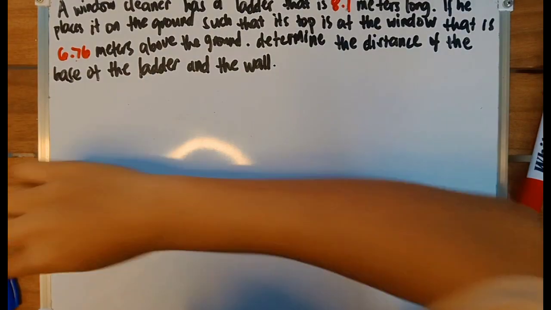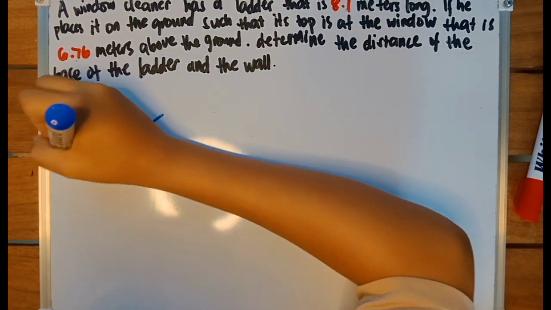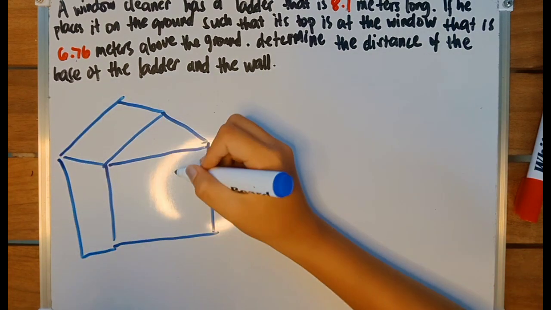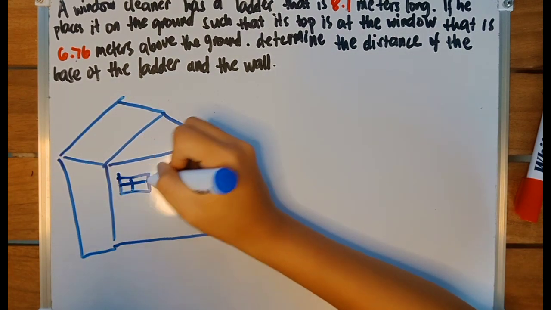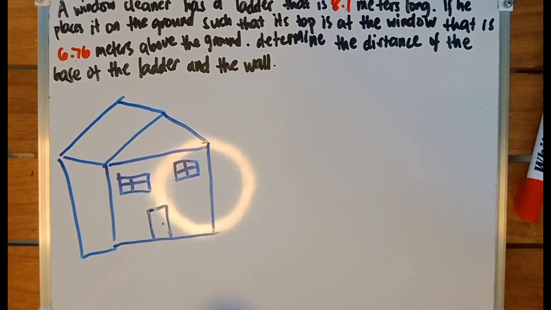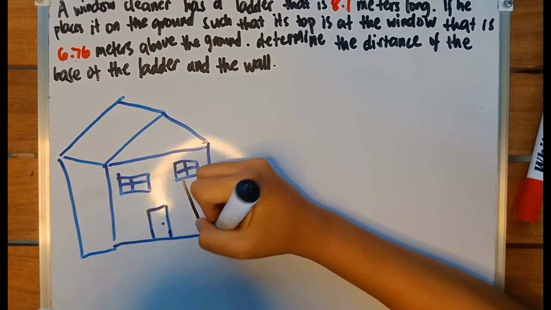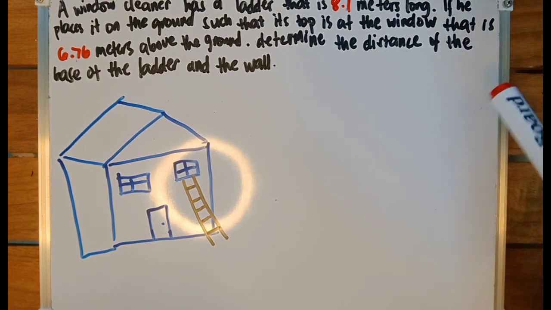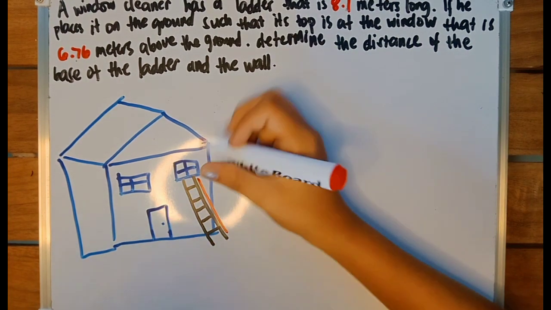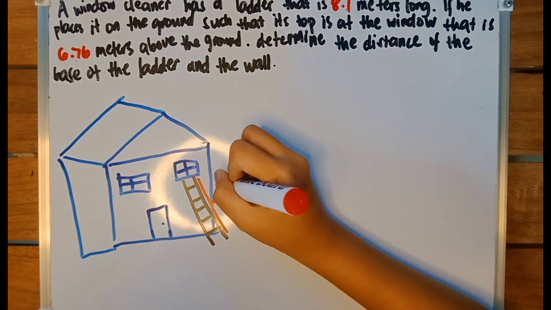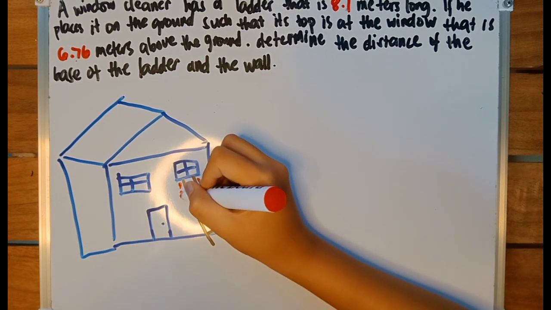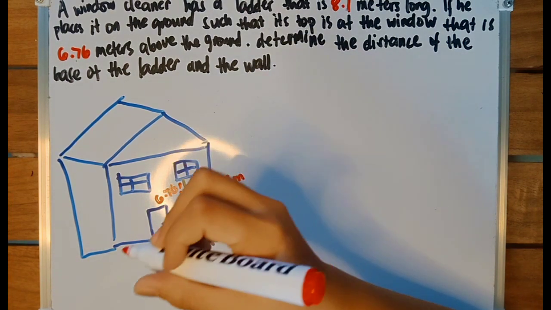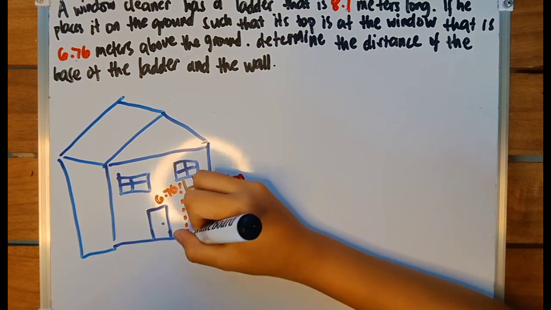Our second problem says that a window cleaner has a ladder that is 8.1 meters long, and he places it on the ground such that its top is at the window that is 6.76 meters above the ground. Determine the distance between the base of the ladder and the wall. Now I'm sketching here for us to know what is written above. The top of the ladder is at the window. The ladder is 8.1 meters long and the opposite side is 6.76 meters.